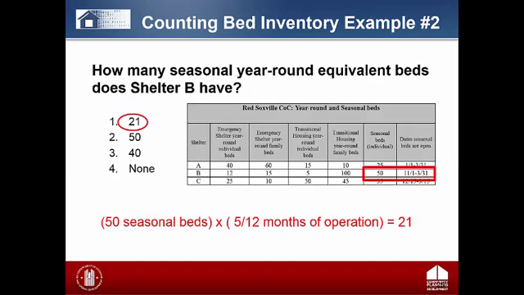Because Shelter B operated the seasonal program for 5 months out of the year, or about 42% of the year, we can use the year-round equivalent formula to see that the seasonal program has an equivalent of 21 cold weather beds in the reporting year. Put differently, you have 50 seasonal beds multiplied by 0.42, or 5/12, 5 months out of 12 months of the year, which equals 20.8 rounded up to 21.